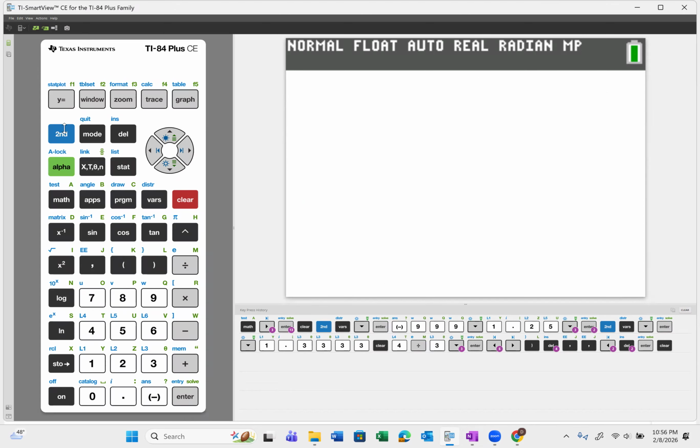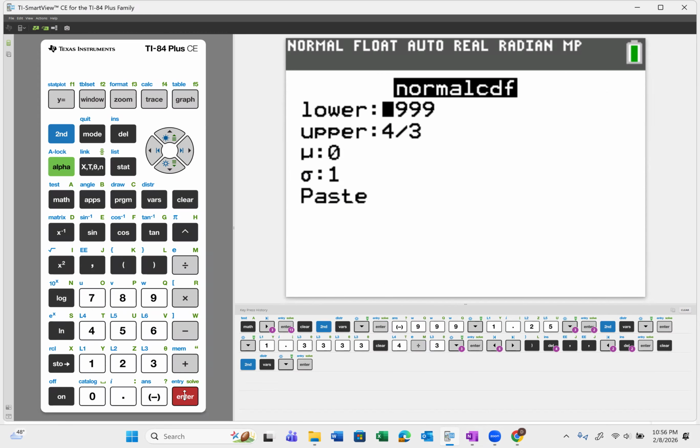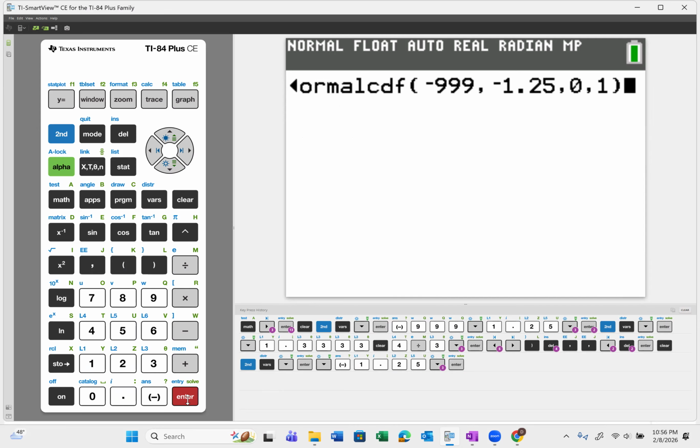And I'm going to go here into distribution. Again, second, get that second function of the variables right here, the second vars. And then I want that normal CDF. That's the one we're always going to use, the normal CDF. You have to give it a left and a right. Again, we're looking at that left-hand side, so we're going to go from negative infinity, and then our upper bound would be negative 1.25. And then I'm going to paste and hit the enter key to do that work.